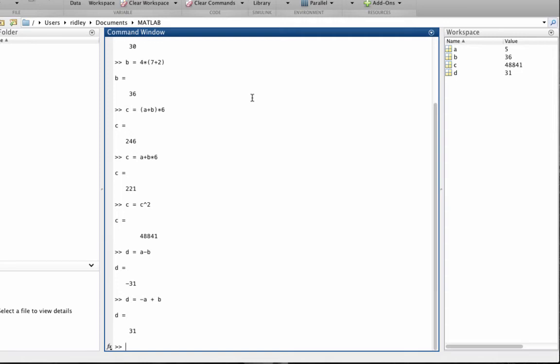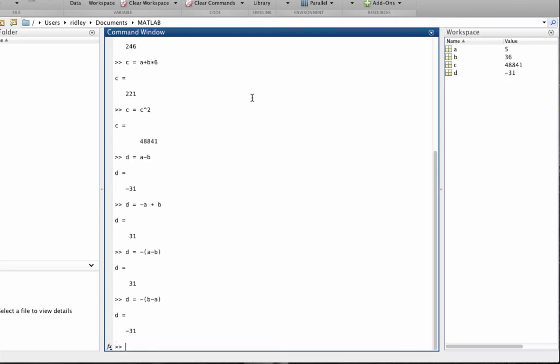Here we can use the negation sign in front of a parenthetical value, and we can get d is equal to minus a minus b, which is the inverse of what we had typed above, and so we get a plus 31 instead of a minus 31. And then we can do the same thing with b minus a, and we can get minus 31.